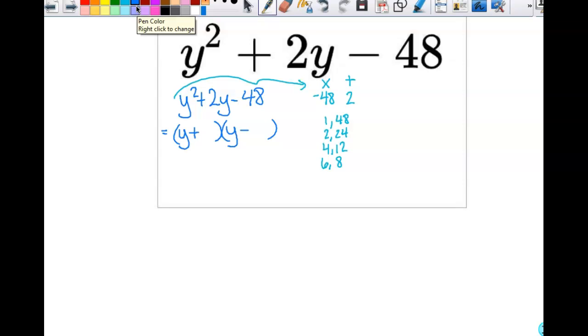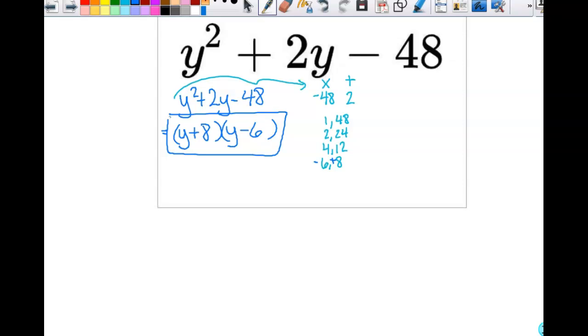And which one is positive? 8. So it's a positive 8 and a negative 6 because I need a positive 2. Instead of staring at it, just write down, I mean, you could write down all your factors and be done with it by the time you stared at it forever trying to figure out the best. Okay, that's your answer. You're done. Okay, we good with that?